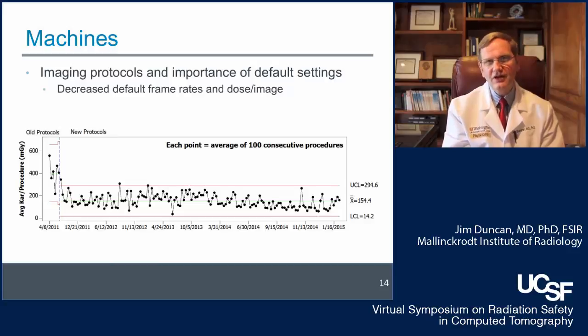Back in April 2011, we were tracking dose and we had a low dose protocol that was actually installed in the machine, and occasionally it would be used, but it wasn't used consistently or reliably. That low dose protocol had a reduced frame rate and we had also reduced dose per image, but the problem was it wasn't being used, and we found that it wasn't until September 2011 when we made it the default protocol so that when you walked in the room, the machine was set to low dose.